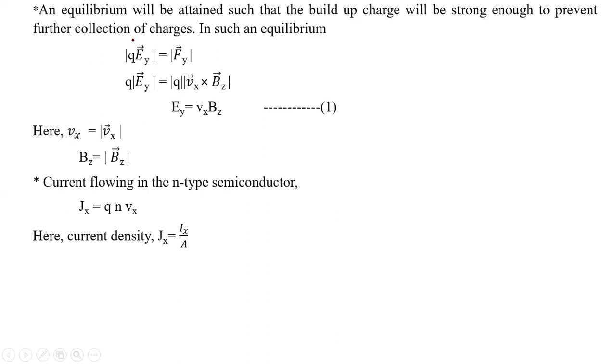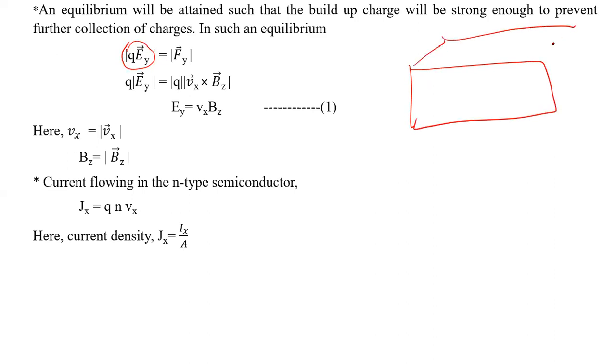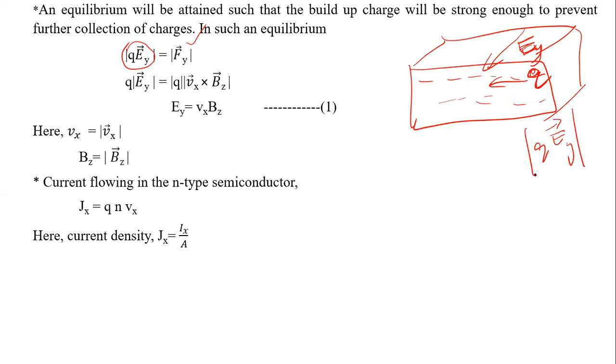So this is the force due to the Hall electric field. You have this electric field Ey, with the front side being negative. And this is your Lorentz force. If you have a charge Q moving, the force due to Ey will be Q into Ey. The magnitude is simply this. Once the magnitude of this force equals the Lorentz force, equilibrium will be attained. There is no more accumulation or deviation of charge. That is the equilibrium state.